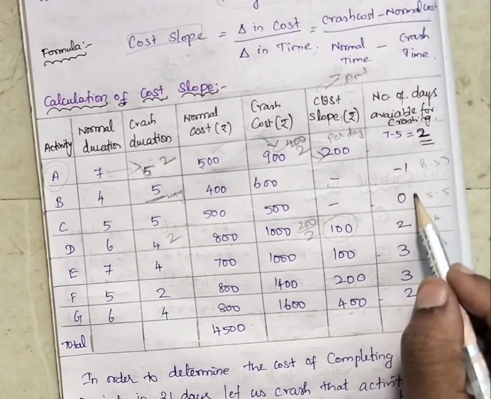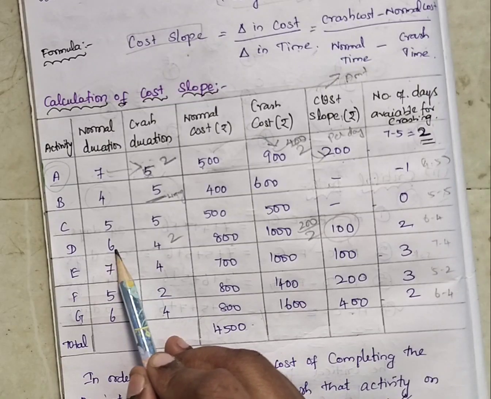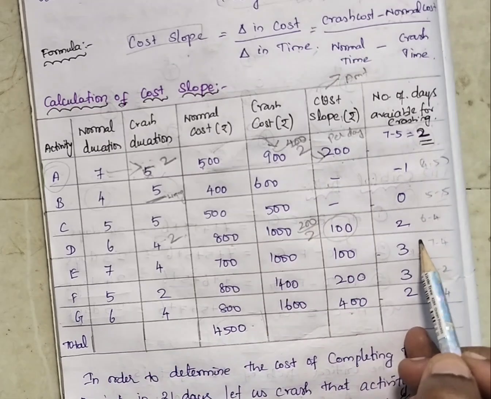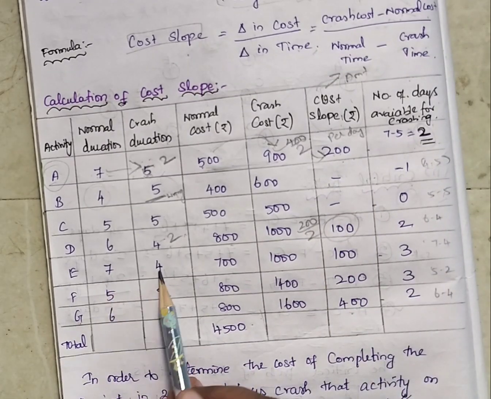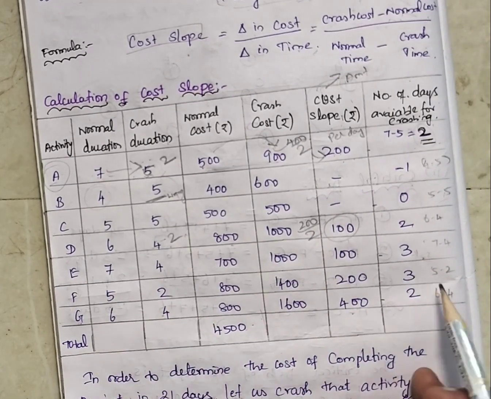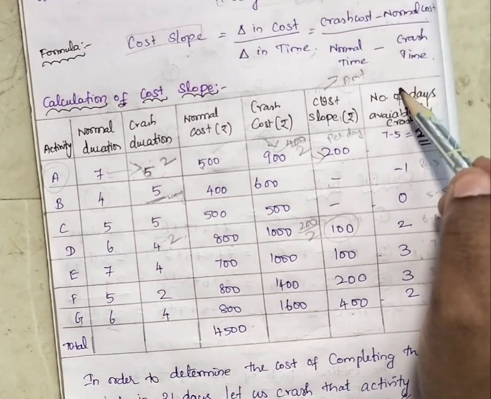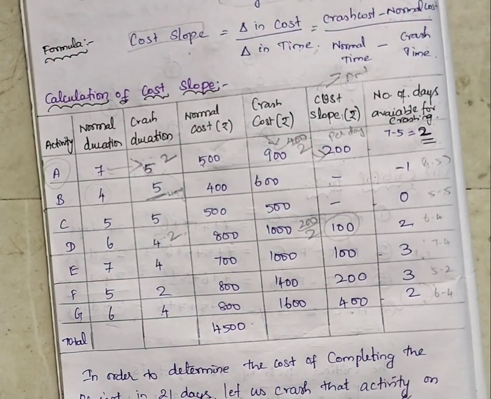Here the crash days available is 0. Here the normal duration is 6 days and we can crash up to 4 days, so we can crash 2 days. Here we can crash up to 3 days. For G we can crash up to 2 days. This is the number of days available for crashing. This thing is done. This is the cost slope.